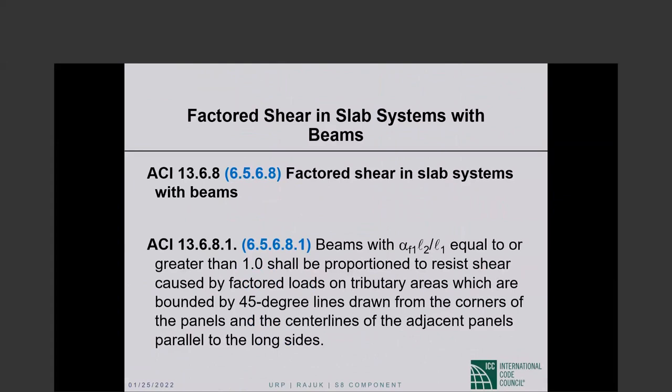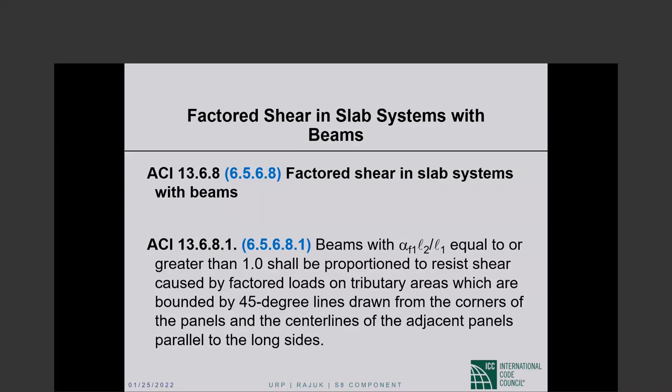Okay, now, so as far as flat plate design is concerned for punching shear, that's all that we need. And I will, as I said, show you an example. Okay. Now we are talking about factored shear in slab systems with beams. This is definitely not unimportant. Anyway, let's get into this.